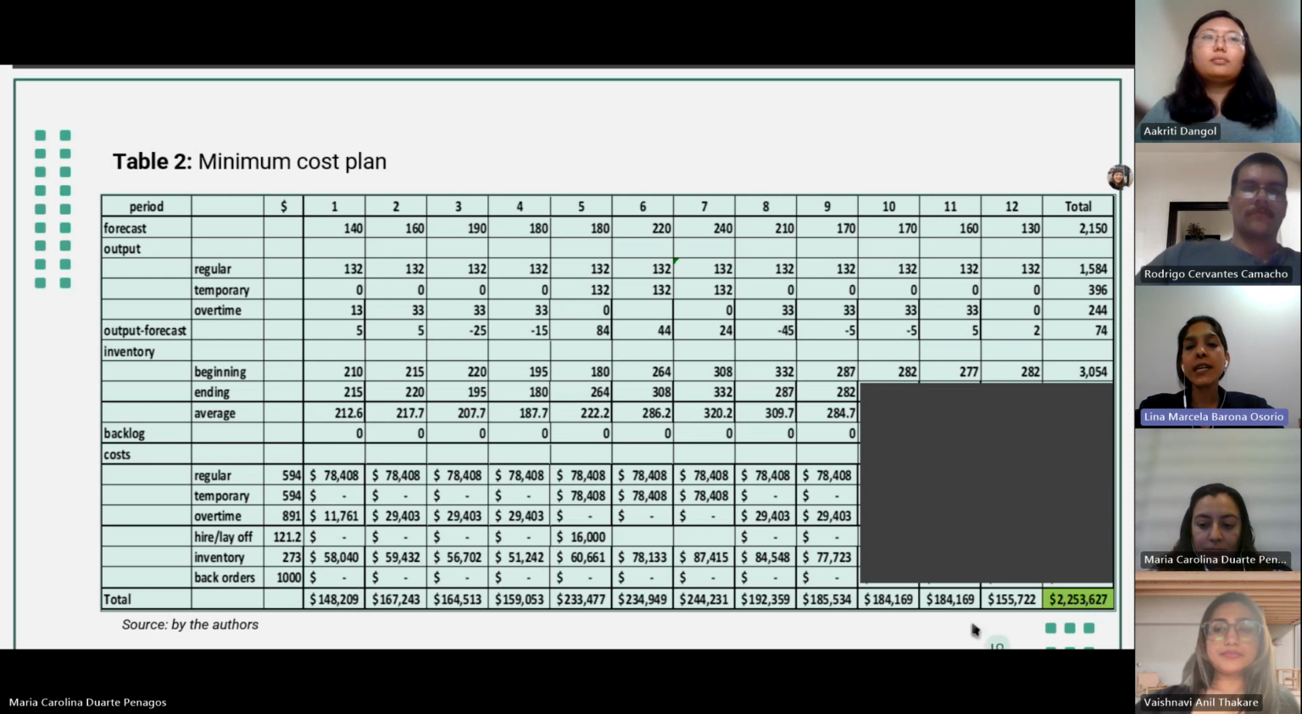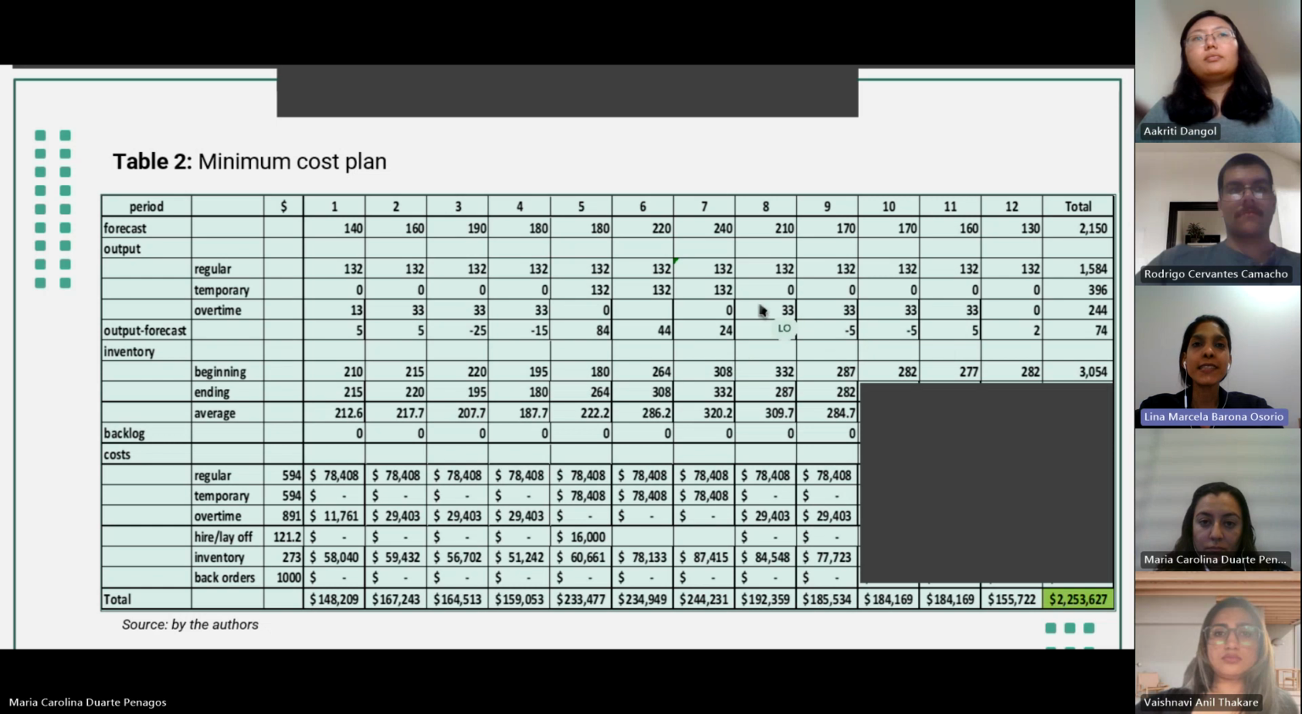And finally, we have the total for the year, that in this case is the minimum cost of the aggregate plan for Scotsburn Dairy, which is around 2,254,000 dollars. Now, I hand over to my colleague Vaishnavi to give the conclusion or recommendation that we have for the case.